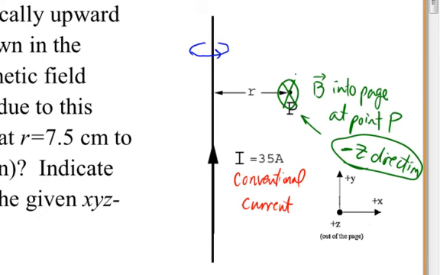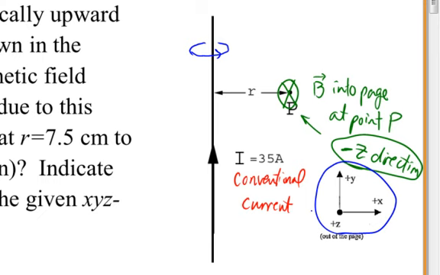If the point P had been on the left side of the wire, then the direction of the magnetic field would have been in the plus Z direction. You're going to need to learn to be able to recognize these sorts of diagrams, coordinate systems, and be able to say what the directions of certain vectors are according to those coordinate systems.